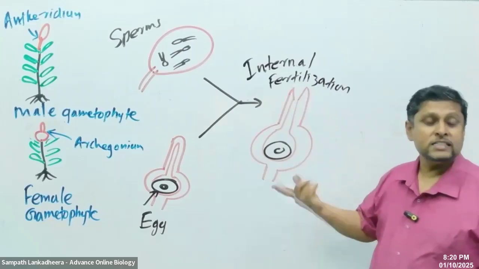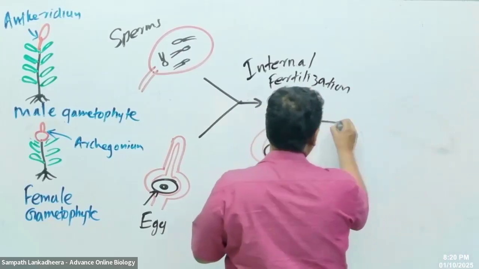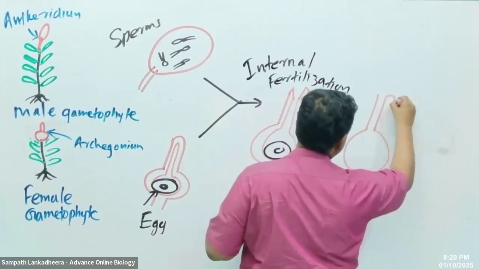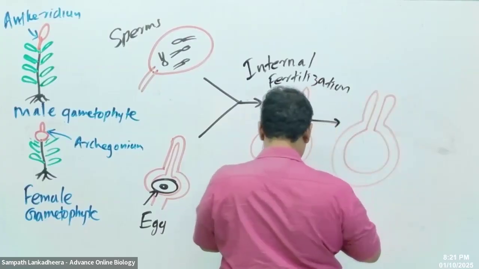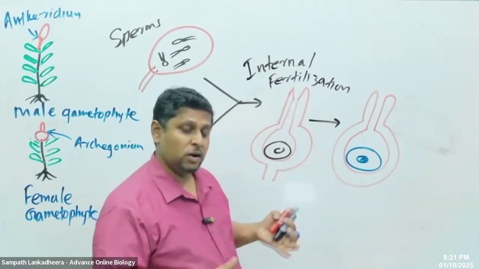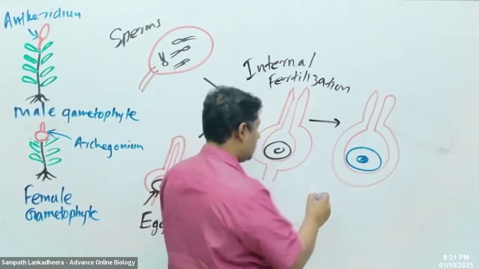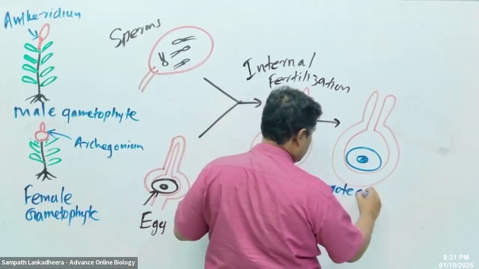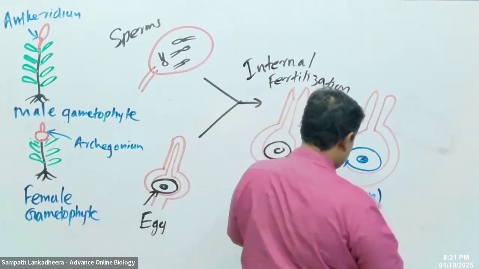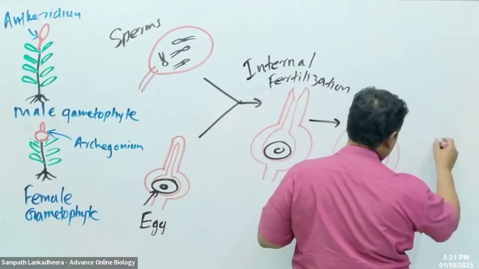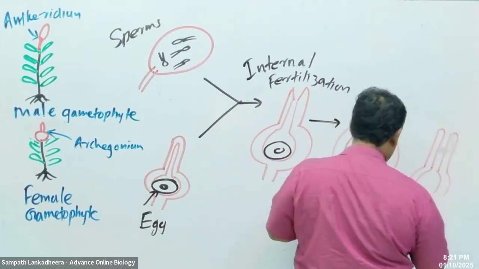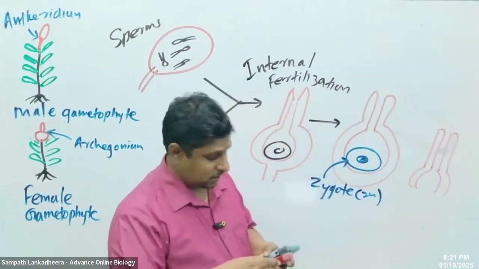So it moves in. The result is the zygote. This is the zygote, 2n. The zygote divides and becomes multicellular, and then it forms the embryo. The zygote becomes the embryo. As the embryo grows larger, what happens, people?